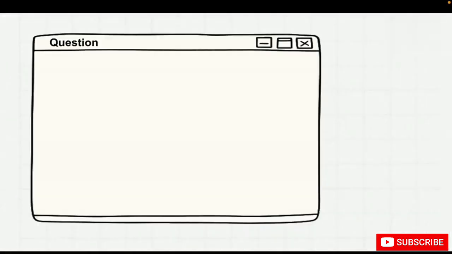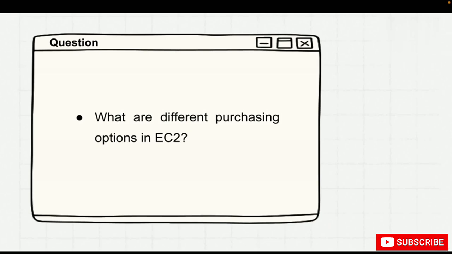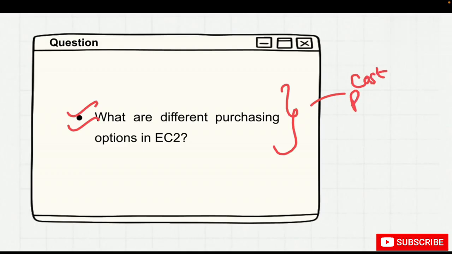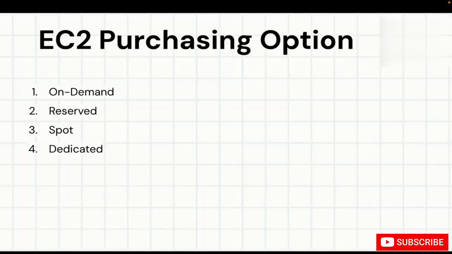Hi everyone, let's understand a few more concepts. This is very important for understanding the purchasing side of EC2. The question can be asked: what are the different purchasing options available in EC2? This question is very relevant when we are working on cost-based analysis, and it is required when we opt for the purchasing side. AWS offers different types of purchasing options in EC2. There are four options available: one is on demand, second is reserved, third is spot instances, fourth is dedicated. These are the four different options available for the requirement.